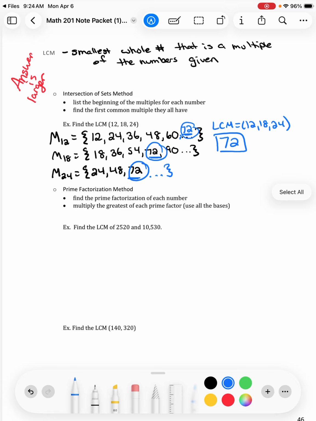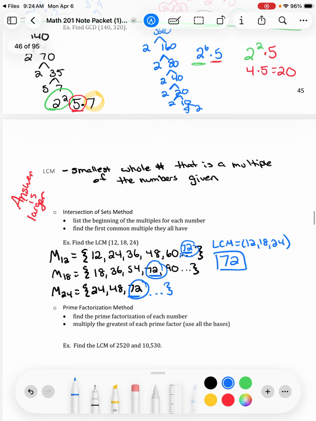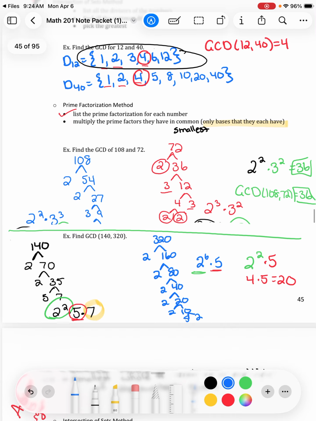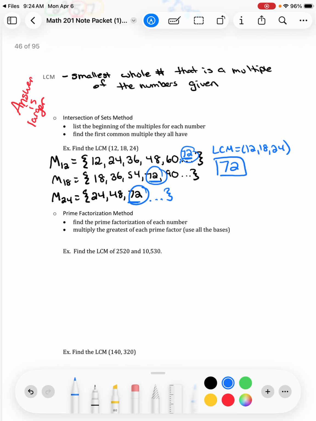This one had 3 numbers. You can find the LCM of 2 numbers. I've got them listed down here, just like we did over there with the GCD. Technically, I can make a list that was 10 numbers long. You're not going to have to worry about that, but there's no set amount of given numbers.